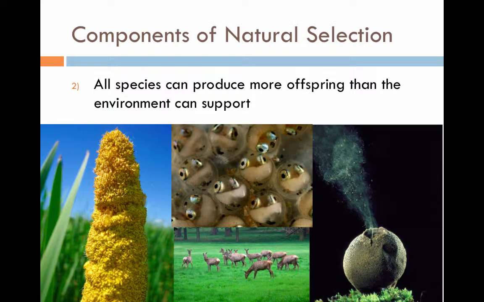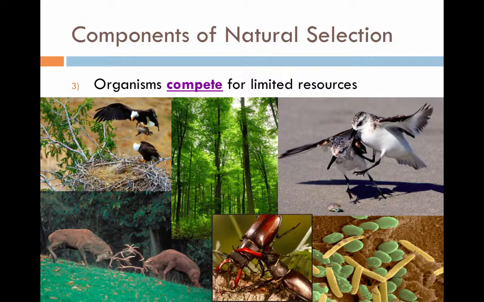All species or groups of organisms can produce more offspring than the environment can support. This just means that there are not enough resources, like food, water, and space, for every single organism to survive. Animals and plants and bacteria produce more offspring, more babies, than can survive. Because there is not enough food, water, and space for all organisms, organisms have to compete for these limited resources.